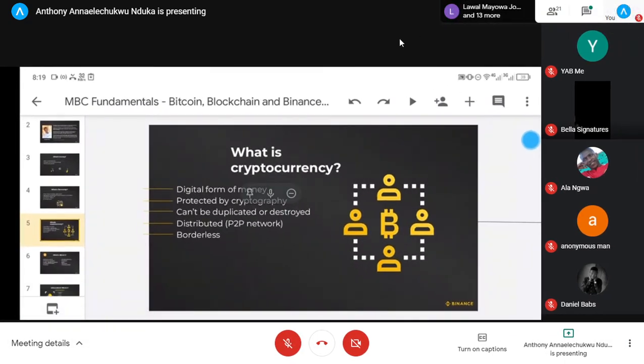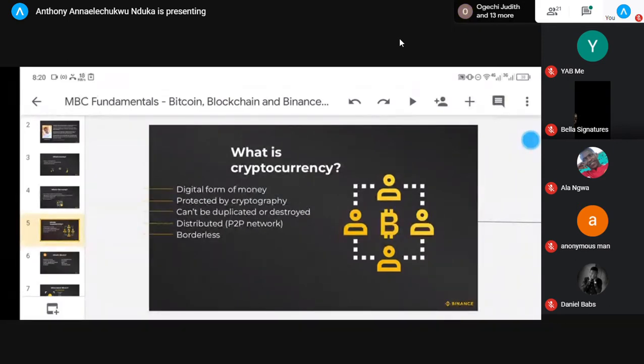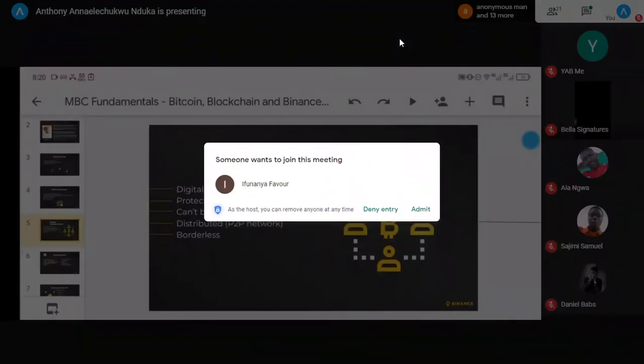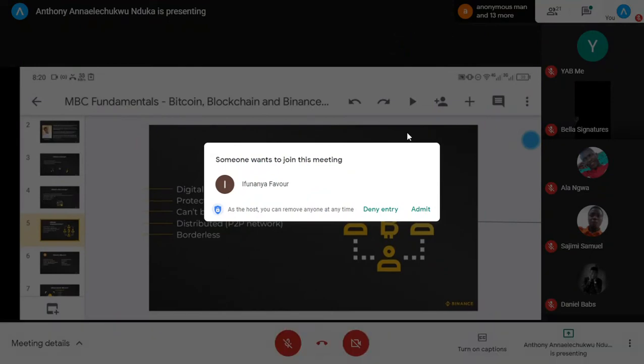All right. We're back. Now, cryptography is mathematics that cannot be solved easily. So it's just like an encryption. The only person that can understand it is the person you are sending it to, who will be able to decrypt and understand what it actually means. Now, the next one we have is can't be duplicated or destroyed.